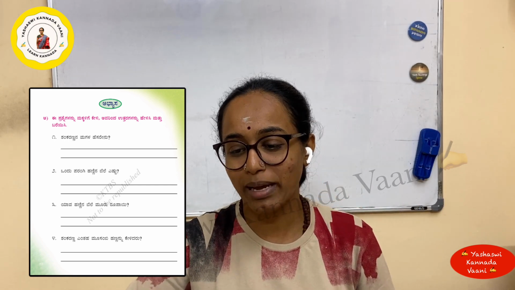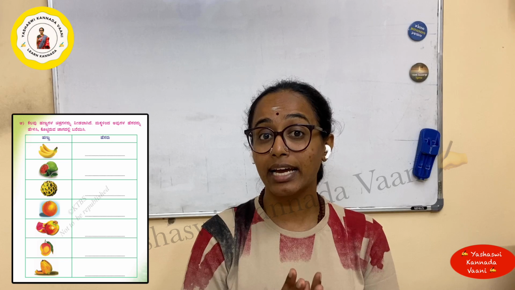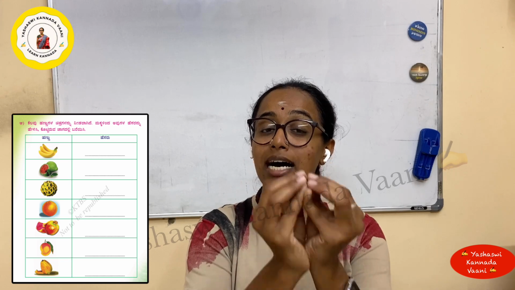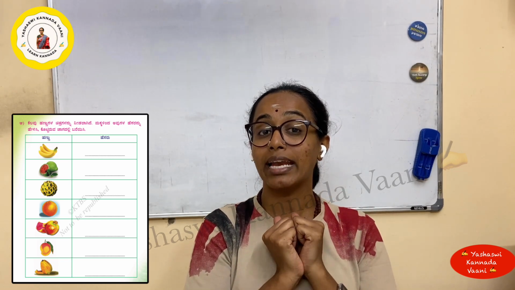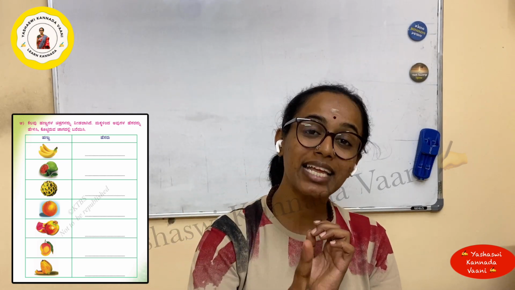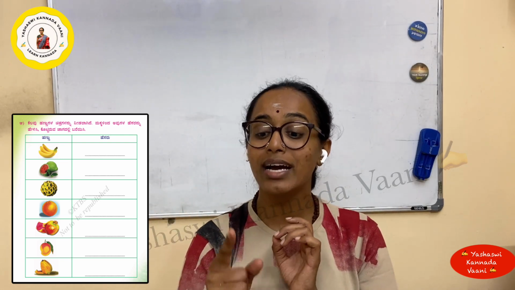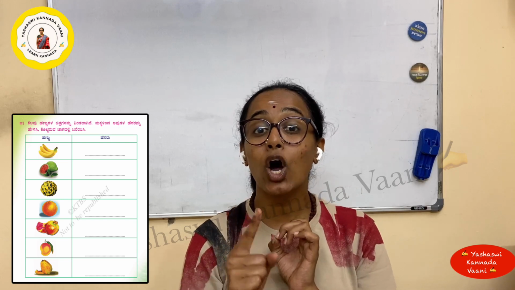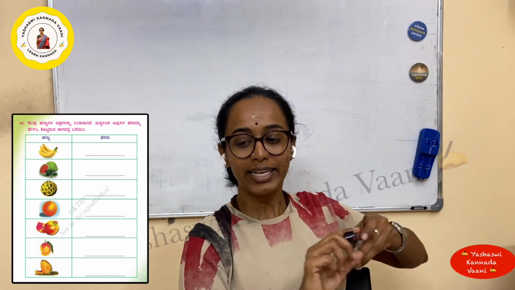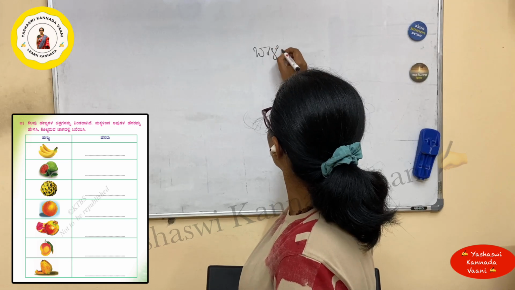I'm sorry for the background noise. Here they have given the picture. The picture is being provided. Ask the children and get the answer from them, and make them write in the given place. Now I'll say the answer, you have to write it down. Banana is baalehannu, guava is chepekaayi or seebe hannu. I'll write it on the board, it will be easy for you. Banana, that is baalehannu.